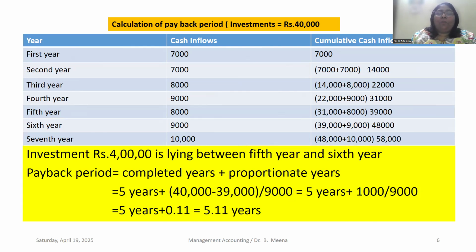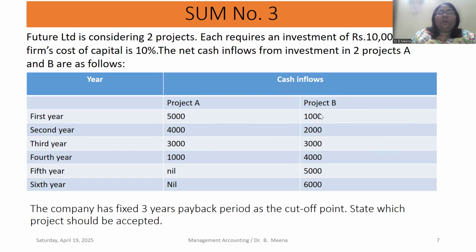Let me check one more problem. Future Limited is considering two projects. Each requires an investment of 10,000. The firm's cost of capital is 10%. The net cash inflows from investment in the two projects A and B are as follows. So we have cash inflows for both project A and project B, and the project investment cost is 10,000. The cost of capital is 10%. The company has fixed 3 years payback period as the cutoff point. State which project should be accepted.